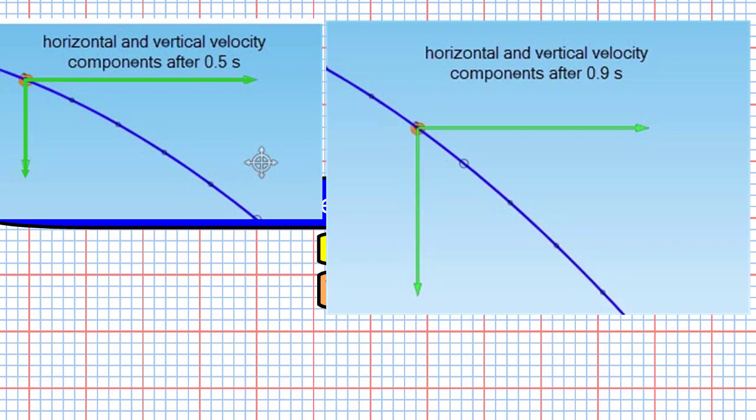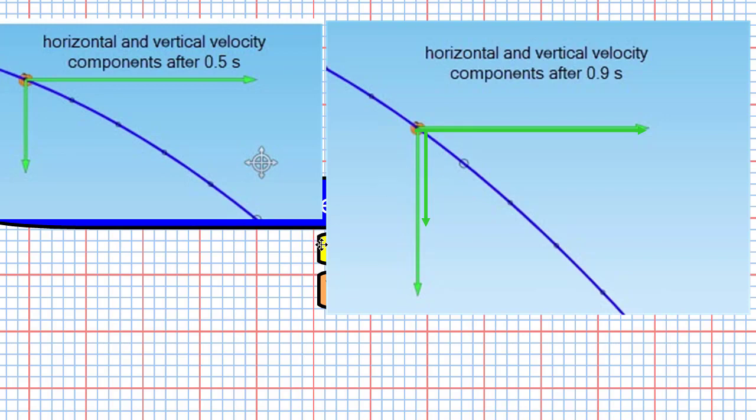Here's a snapshot of the horizontal and vertical components of the cannonball's velocity taken at 0.5 seconds into the flight and 0.9 seconds into the flight. Now as you can see quite clearly, the horizontal velocity component is the same length at 0.9 seconds. And that tells us that the horizontal component of velocity does not change. It's not accelerating. But if you compare the vertical velocity at 0.5 seconds with the vertical velocity at 0.9 seconds, you definitely see that there's an increase in the length of the vector, which means it's accelerating downwards. And this acceleration is due to the force of gravity acting on the cannonball.